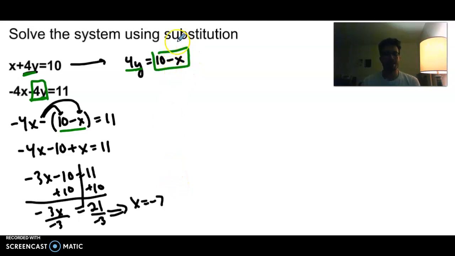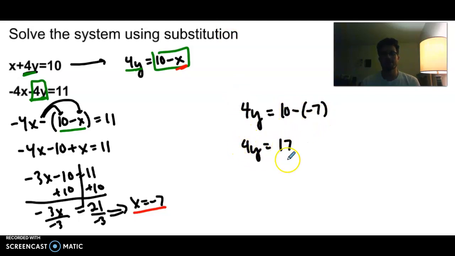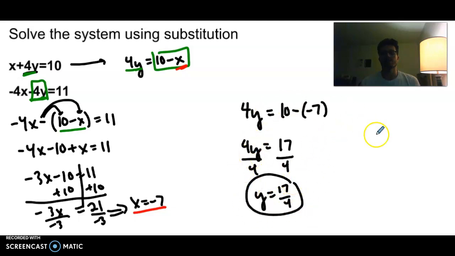I can put it back into this expression. And I get 4y is equal to 10 minus negative 7 because x is equal to negative 7. So we get 4y is equal to 10 minus negative 7 is 17. I divide by 4, and I get y is equal to 17 over 4. So my solution is negative 7, 17 over 4.